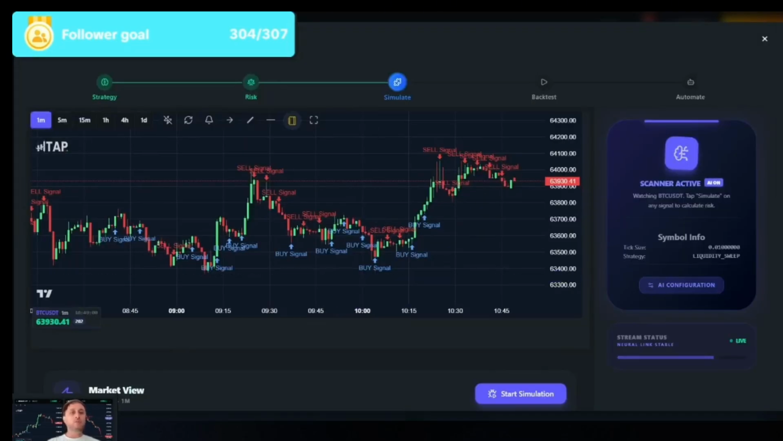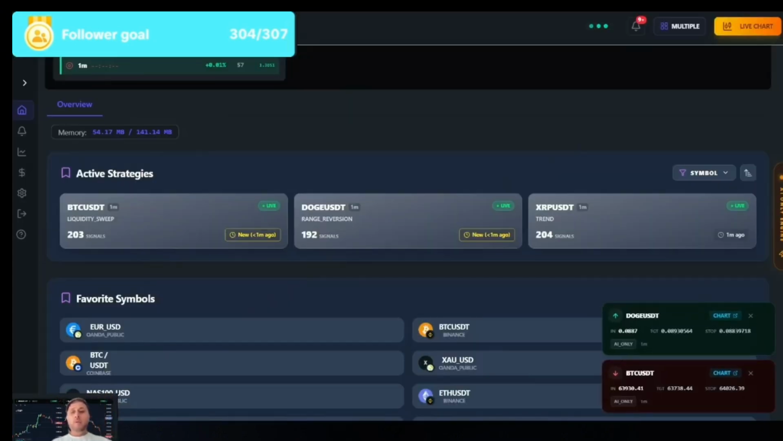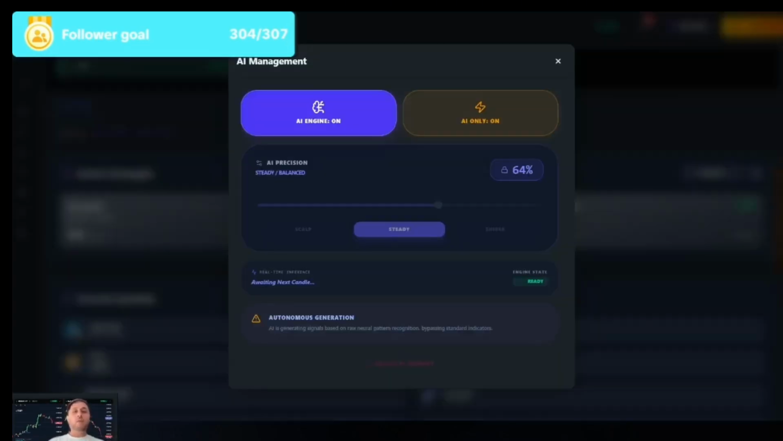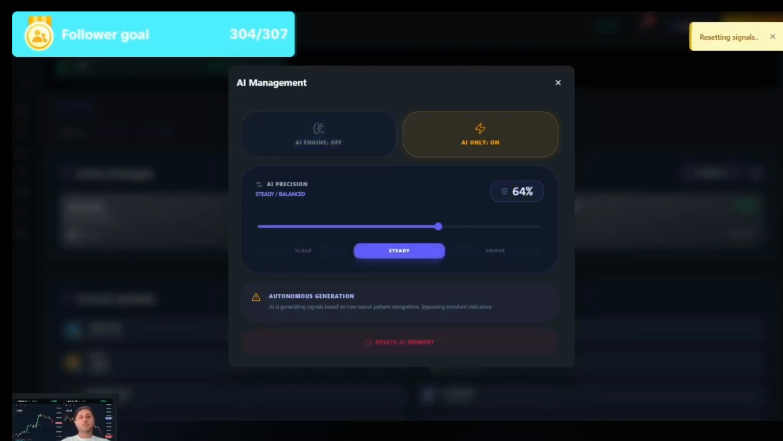What I will do now is increase the precision to sniper. So being this, okay, a few signals arrived. We're just analyzing stuff. We're not going to enter the market, okay? Now I will change from steady market to sniper. Let's see what the sniper part of the AI will do, okay?